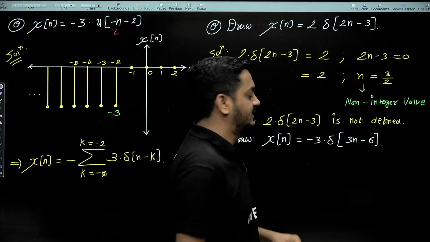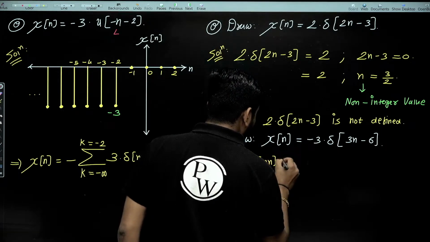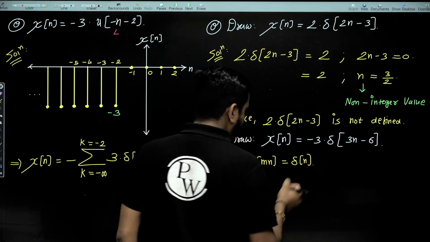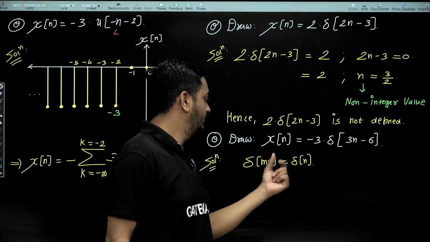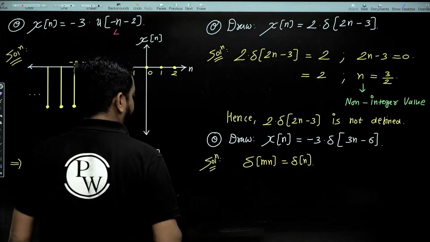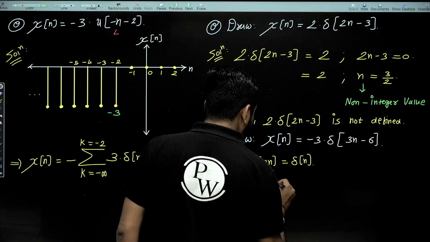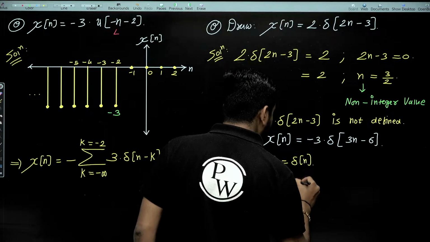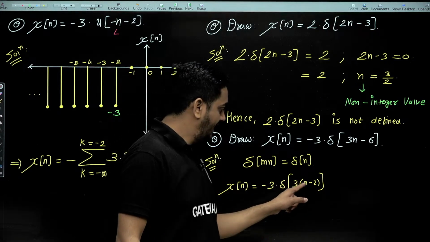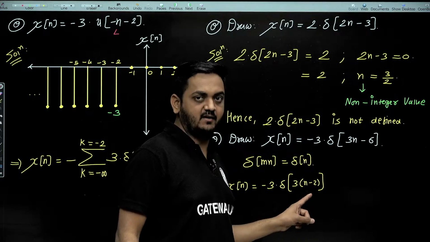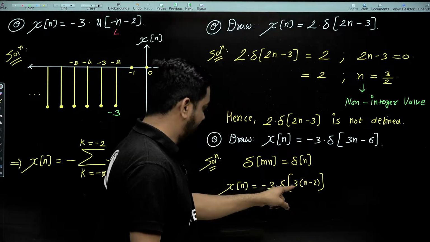Here the amplitude is 3 only. See, the scaling property says that del of m into n is equal to del n only. Here we are not multiplying by 1 upon mod m, guys. So here you can see x of n is equal to minus 3 del of 3n minus 6, and the scaling factor is 3. It will be n minus 2. Now see, 2 is an integer value, so this is defined. So this impulse function is defined at n equal to 2.